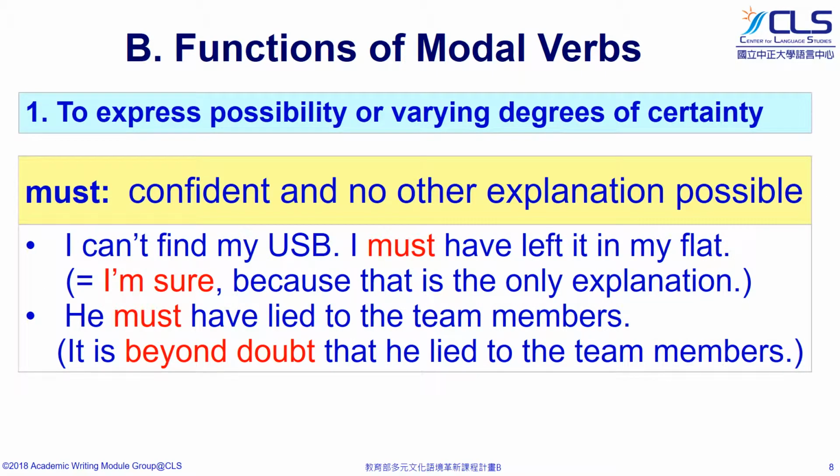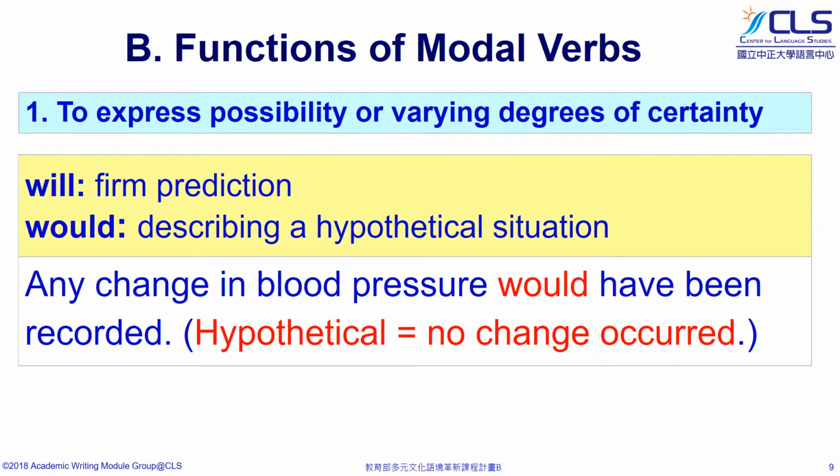First, we can use must to show a confident conclusion, which means there's no other possible explanation. As can be seen from the sentences, "I must have left it in my flat," or "he must have lied to the team members," shows the writer's confident conclusion. Second, will shows a firm prediction, while would describes a hypothetical situation.